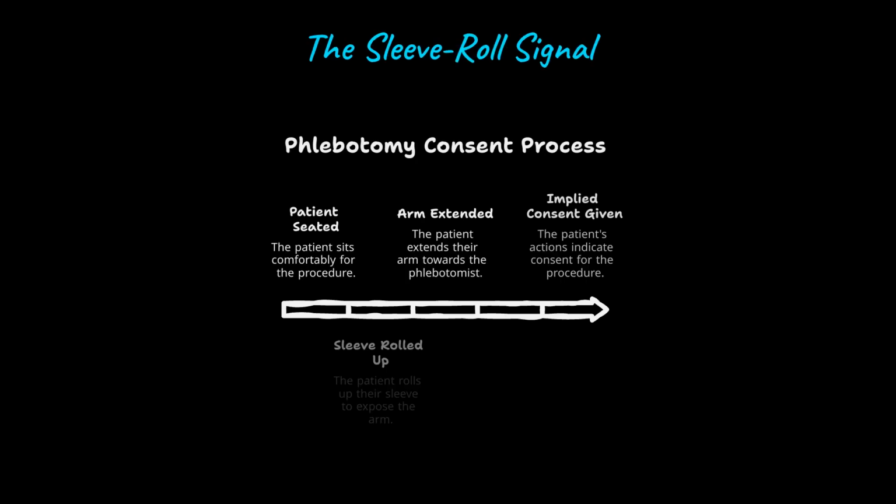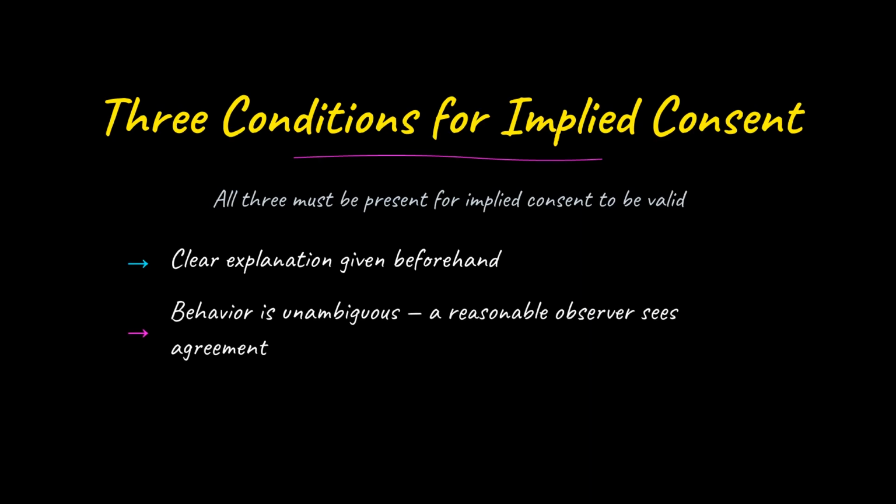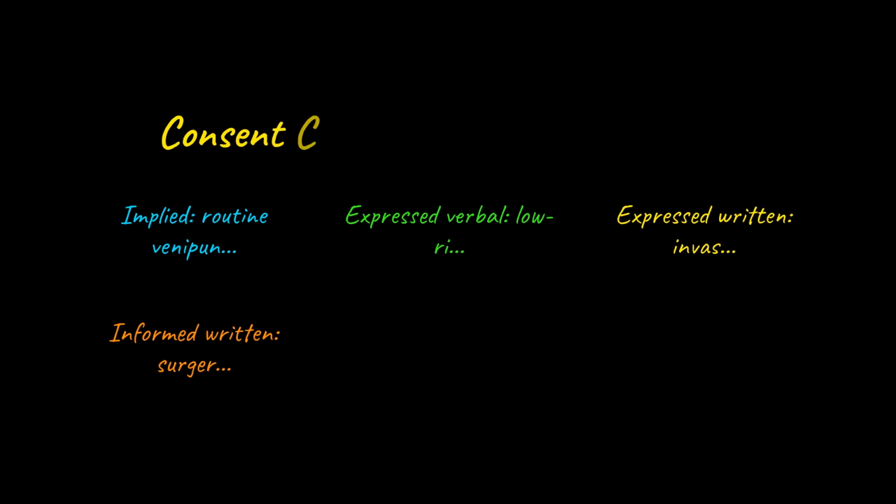The classic example is simple. After the phlebotomist explains the draw, the patient rolls up their sleeve and extends their arm. No signature, no verbal yes. The behavior itself satisfies the consent element, and courts recognize it as valid for this limited scope. Implied consent only holds when three conditions are met. First, a clear explanation of the procedure must precede the behavior. Second, the behavior must be unambiguous, not mere passivity. Third, the patient must have capacity, meaning they are alert, oriented, and legally able to decide.